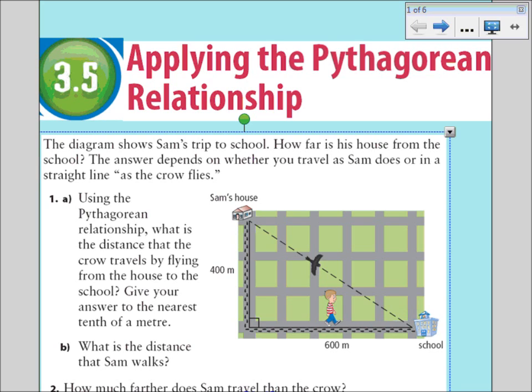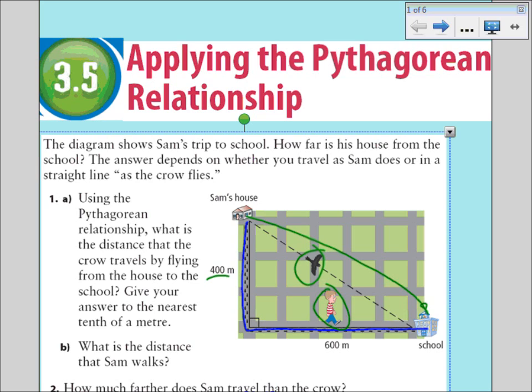The answer depends on whether you travel as Sam does, in a straight line where he walked here to here, or if you go as the crow flies, which is in a straight line right to there. So you can see the crow here, and here's Sam. Using the Pythagorean relationship, what is the distance that the crow travels by flying from the house to the school? Give your answer to the nearest tenth of a meter.